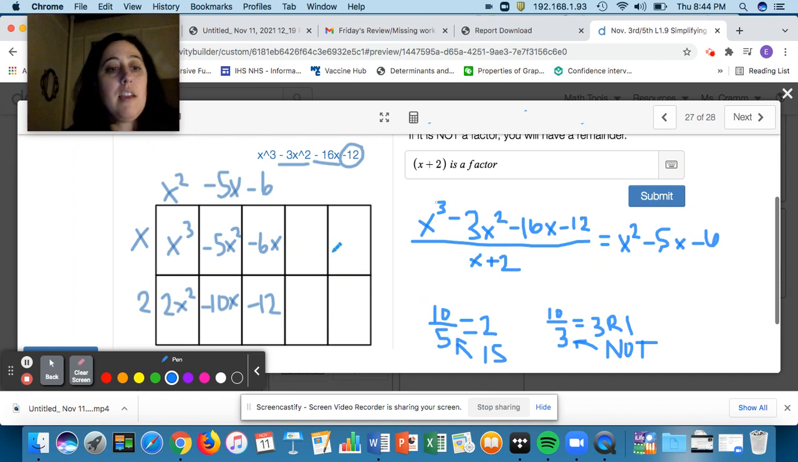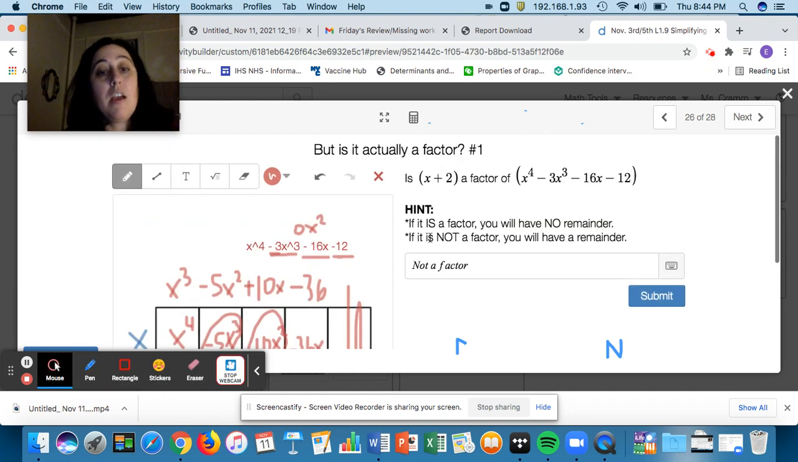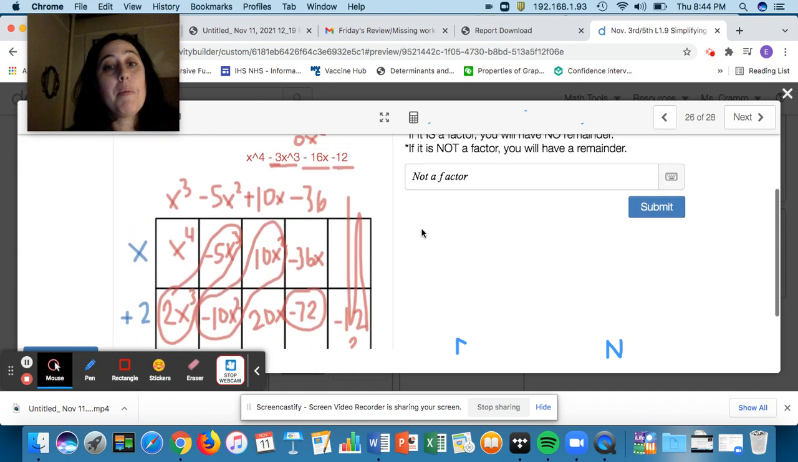All right. Let's just go back to the last one for a second. So here, remember, it doesn't match. It should be 12 and it's 72.